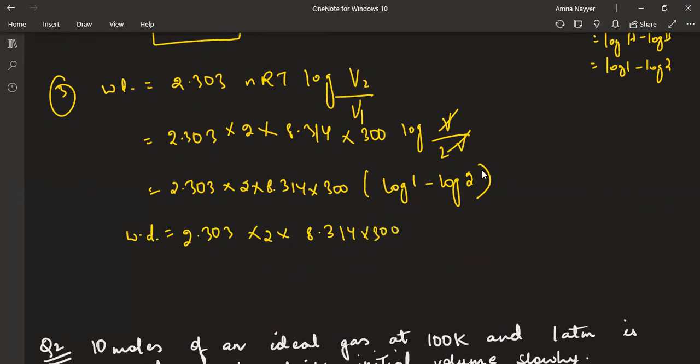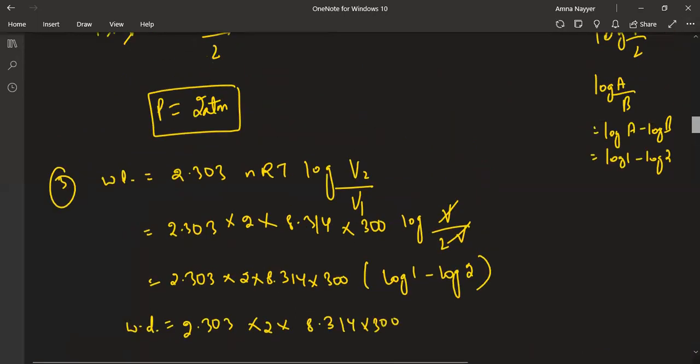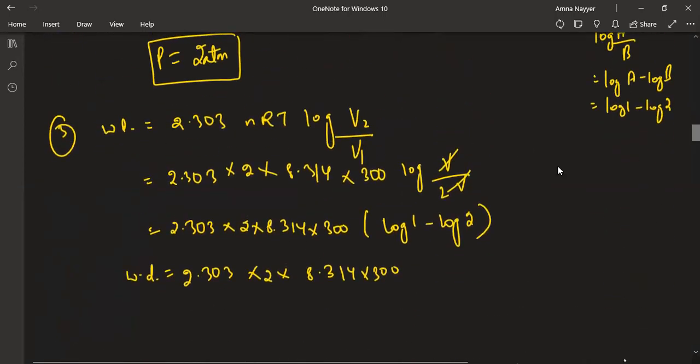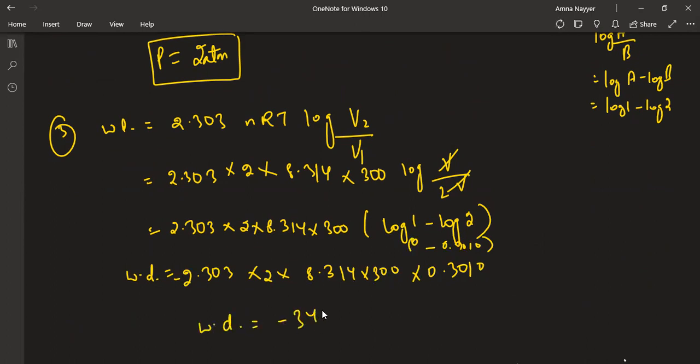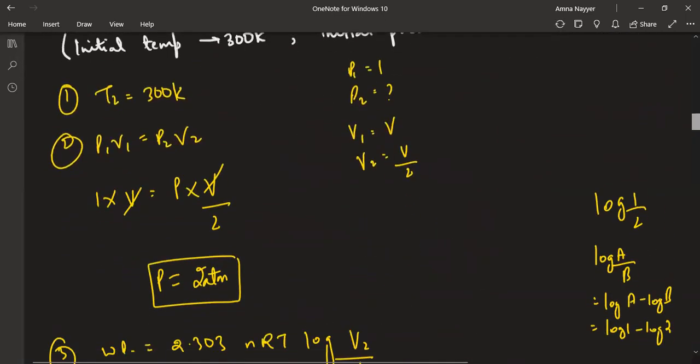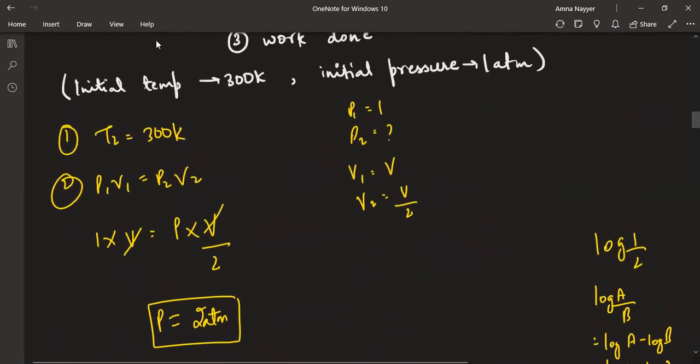The values of log 1 and log 2 are given to you in the question. Look here, log 2 is 0.3010 and log 1 is 0. So the minus sign will also come now, because here it is 0 minus 0.3010. So your final answer on calculation will become minus 3457 joules. Note it down. One more question we'll see if time permits. If you have not noted the question, let me know. I'll scroll it up.